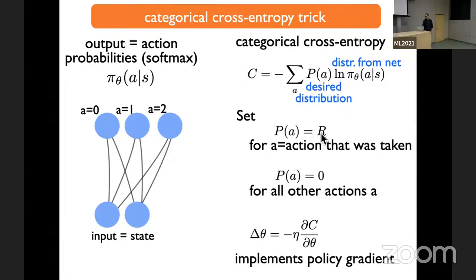And the reason why I took R here instead of 1 is that I want to move faster for higher returns, which is part of the update rule of policy gradient, obviously. This is not normalized, but it doesn't matter. I mean, just formally, this formula will work. Okay, and so overall, if I do nominally supervised learning of my neural network, given this cost function, it will actually implement policy gradient.